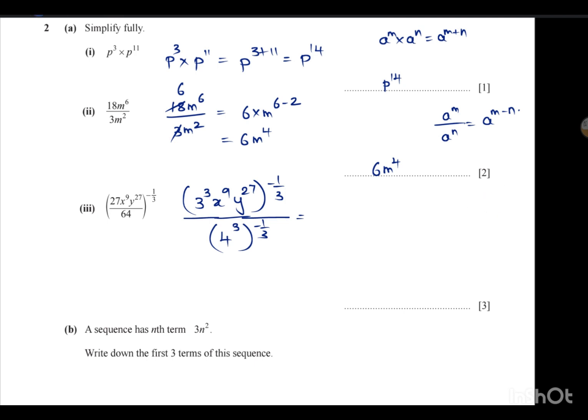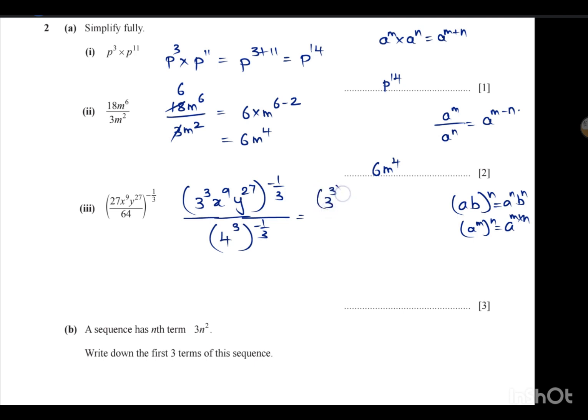The power. Let me tell you, (ab) raised to n can be written as a raised to n, b raised to n. And then the other rule here we have to see is (a raised to m) whole raised to n will be a raised to m into n. Both these rules we have to check here. So now separate all the powers here.